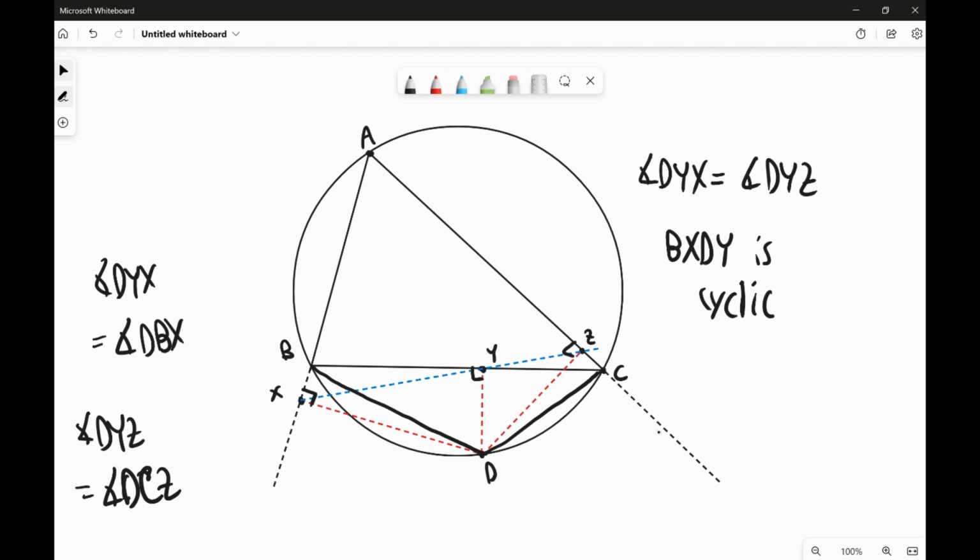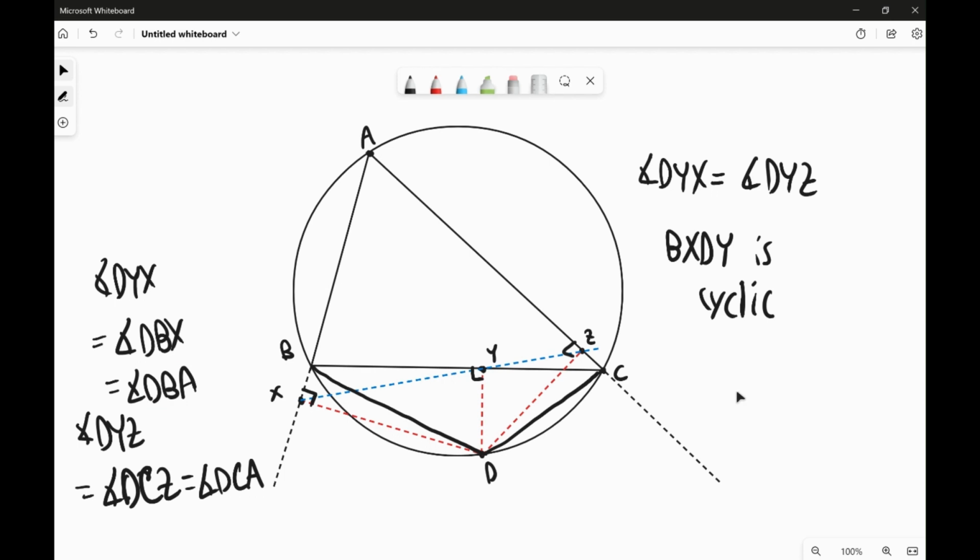But then this is also equal to directed angle DCA, because C, Z, A are collinear. Similarly, this one becomes angle DBA. So it suffices to prove that these two are equal. But this should be obvious because they are on the quadrilateral, on the circumcircle of ABC. So ABDC is cyclic, as we already know, which means that these angles are equal. Consequently, all of these 3 points are collinear.